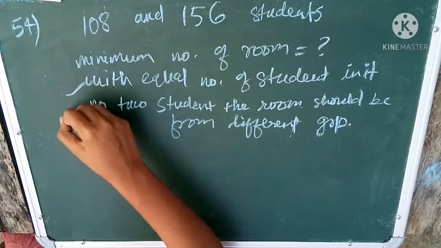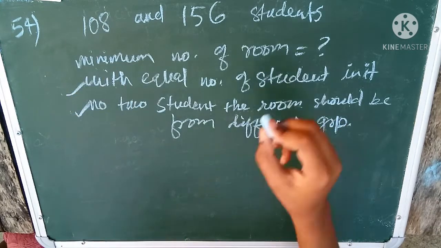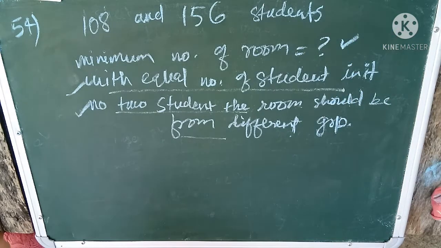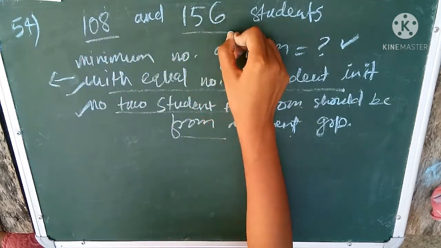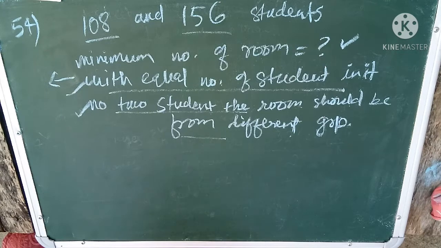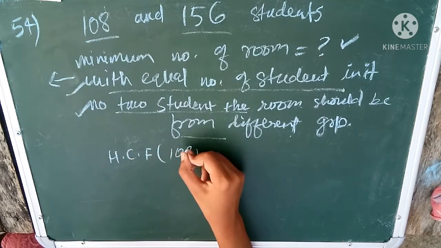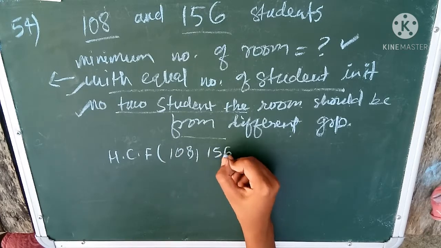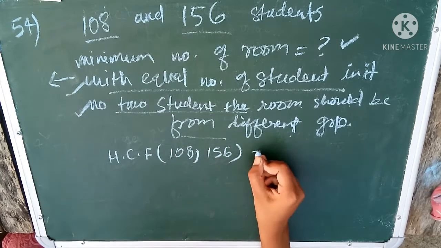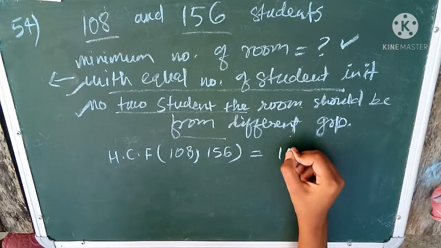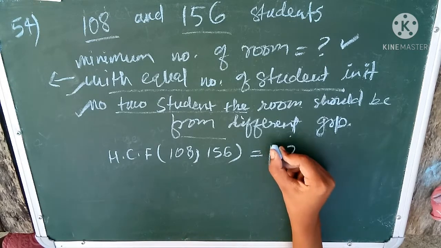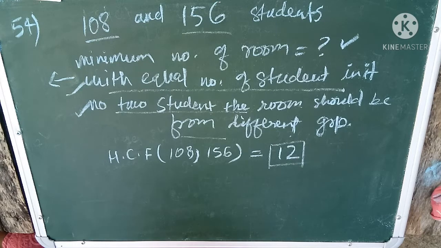So these are the points which we need to keep in mind, and then we need to find out the minimum number of rooms. To find the equal number of students, we need to find the common factor between 108 and 156. That is, we need to find the HCF of 108 and 156, which is equal to 12. So 12 is the equal number of students in every room.